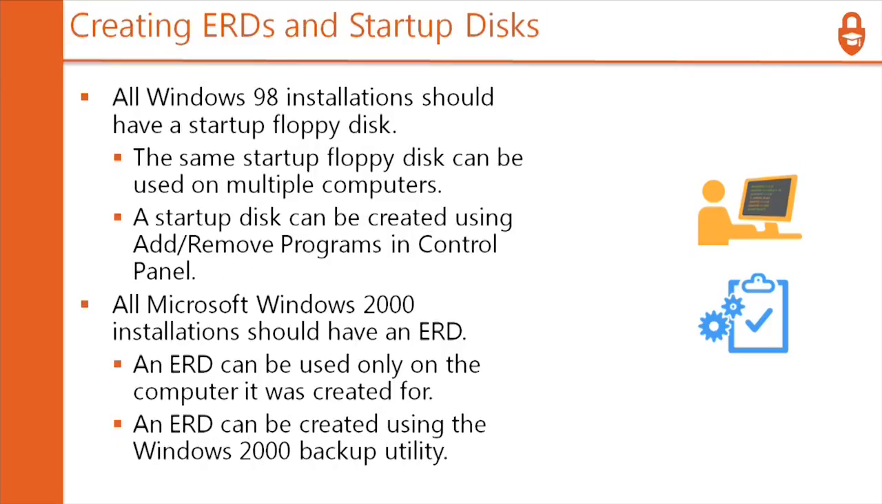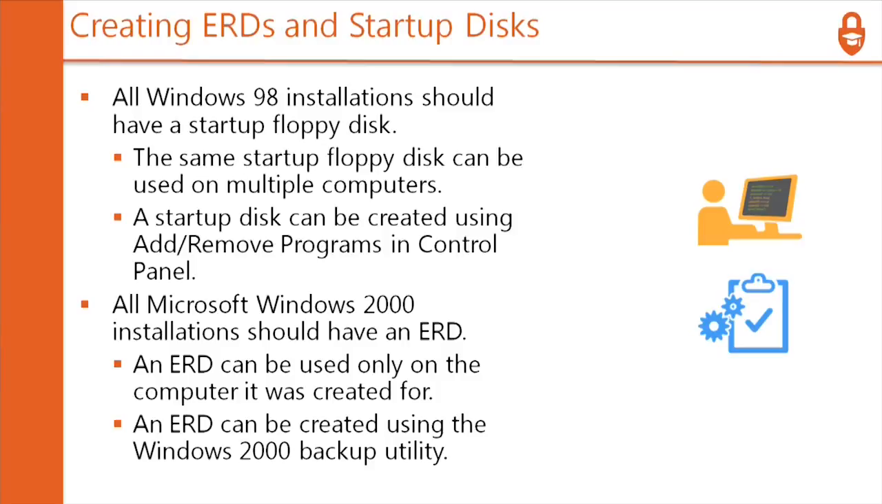And generating ERDs, emergency recovery disks, and/or startup disks. So all Windows 98 installations should have a startup floppy disk, i.e. the MBR can become corrupted very easily. It was common. So the same startup floppy can be used on multiple computers as long as they're running 98 or 98 SE, right? A startup disk can be created using Add/Remove Programs in Control Panel.